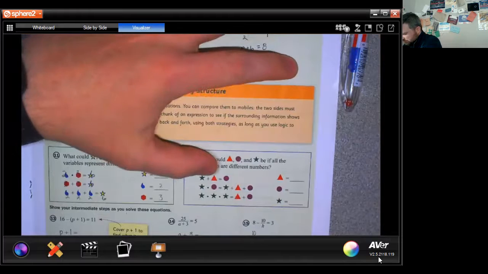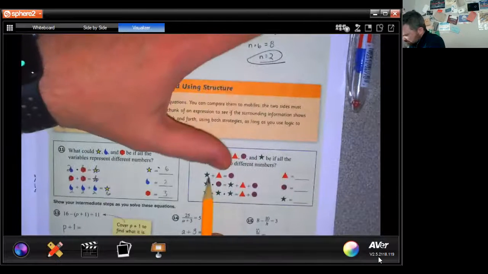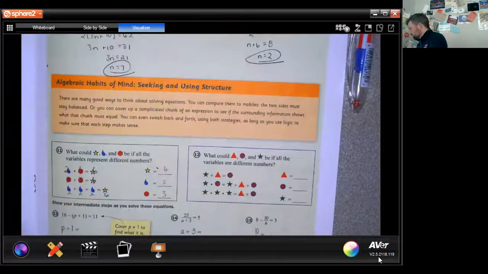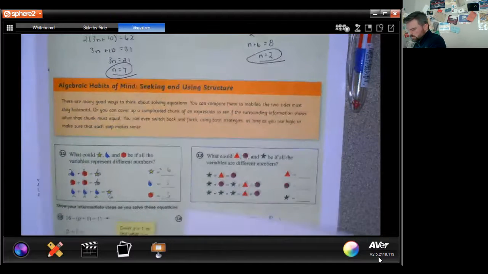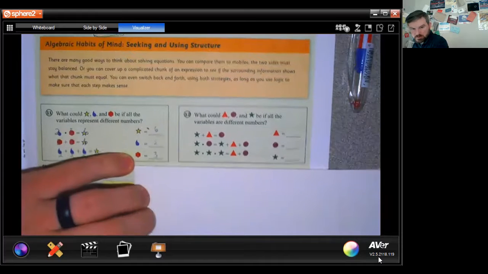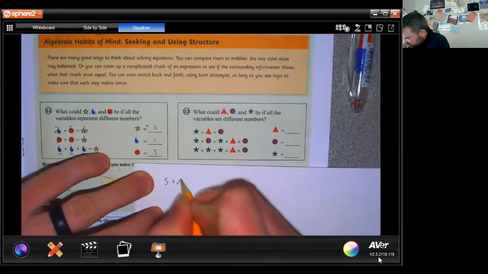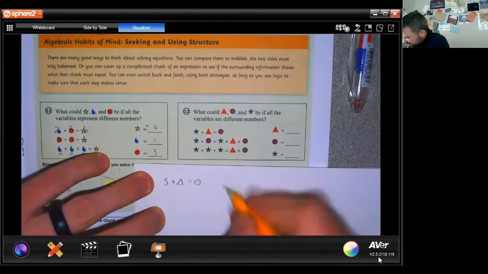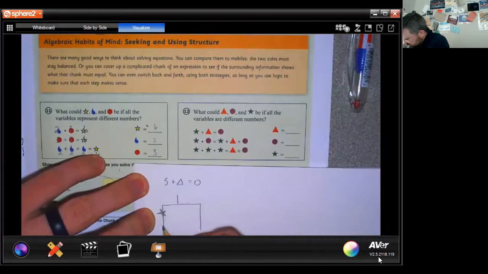And a star plus a triangle equals a circle. So I have a star and a triangle. We could use some scratch paper here. Maybe work some of this out, maybe in some mobiles or some equations here. So we have a star plus a triangle equals a circle, which might look something like this. A star plus a triangle equals a circle.